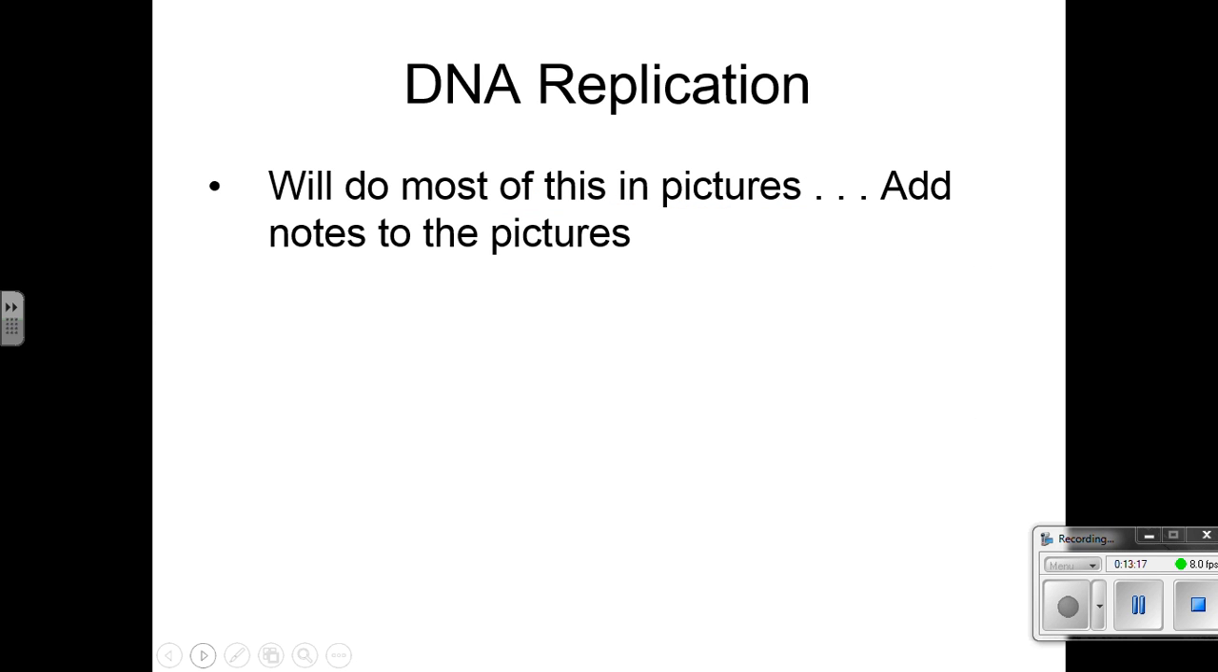We're going to do most of the notes about what happens during DNA replication in pictures. So add notes as we go, write things down that I say, make notes of what things are. We're going to model this in class. Okay? And we're going to get out pieces of paper and we're going to cut things apart. You're going to have to physically show me how this happens.